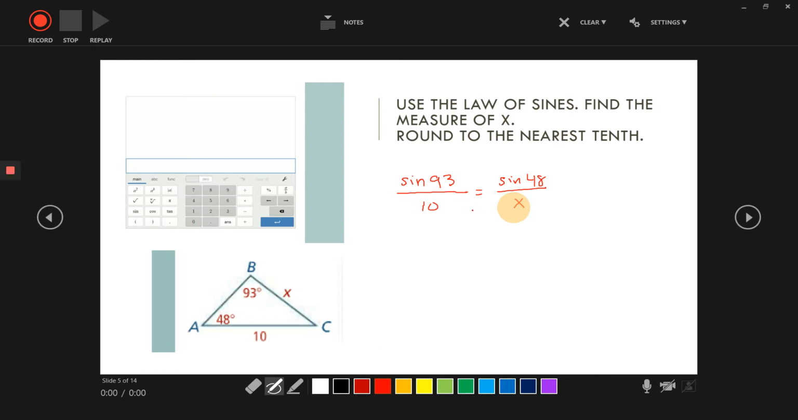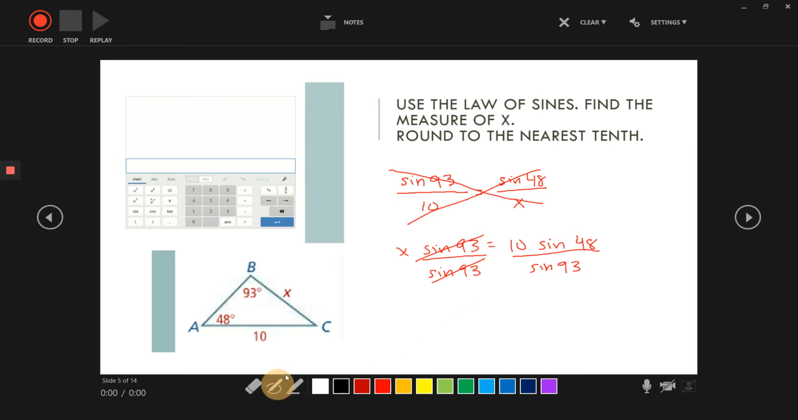Now what we need to do to solve a proportion is cross multiply. So x times sine of 93 equals 10 times sine of 48. And then we would just divide by the sine of 93 to solve for x. So x equals 10 sine 48 over sine 93.